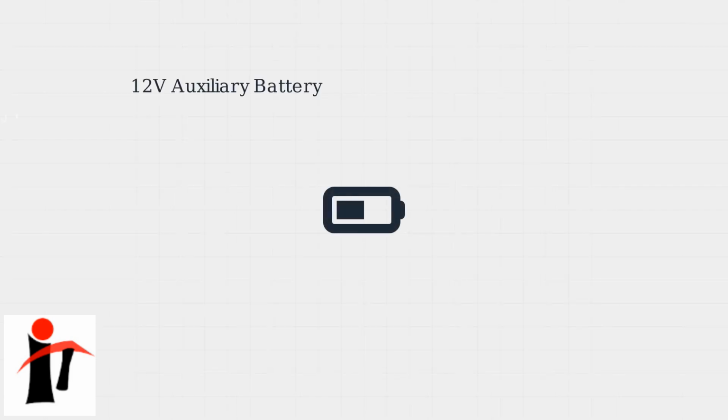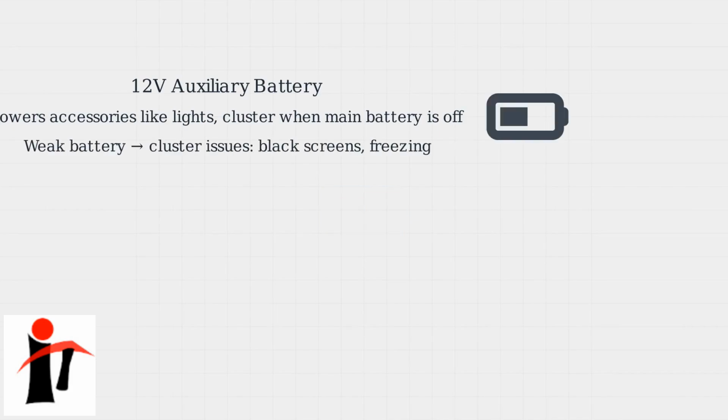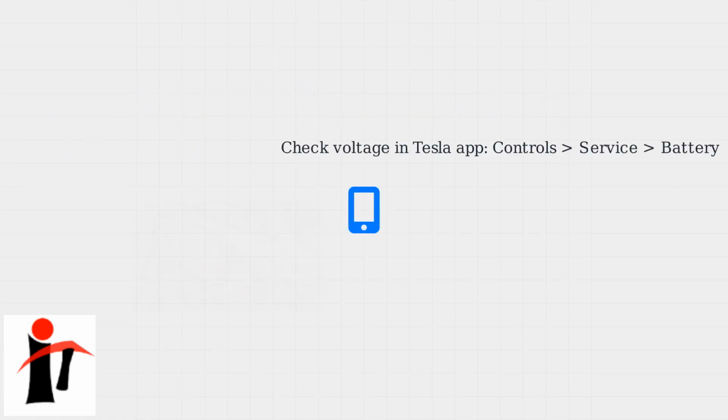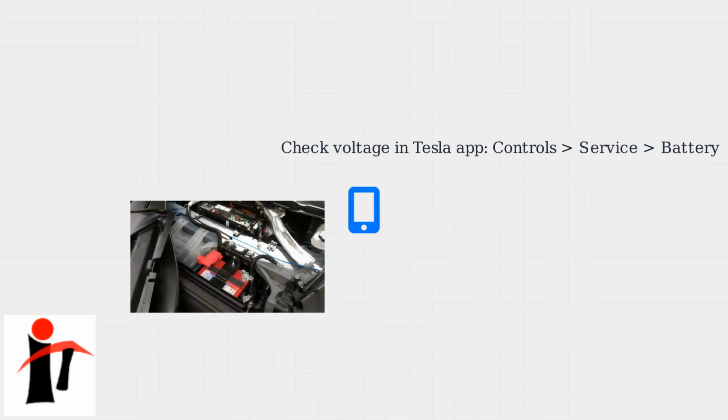The 12-volt auxiliary battery in your Tesla Model S powers essential accessories like the instrument cluster, lights, and sensors when the main high-voltage battery is not active. A weak or failing 12-volt battery can cause various issues, including black screens, freezing, or failure to reboot on the instrument cluster. To check if the 12-volt battery is the issue, you can monitor its voltage through the Tesla app. Navigate to Controls, then Service, and check the battery voltage reading. This helps identify if it's low and needs attention.